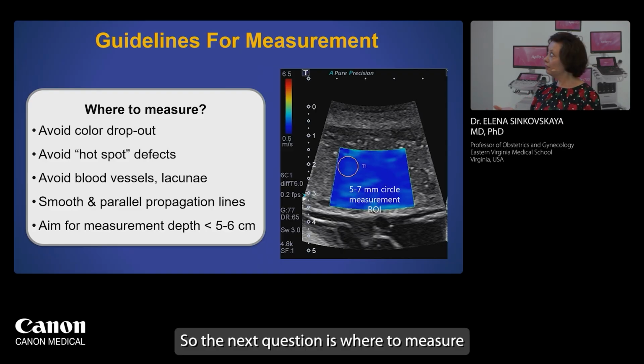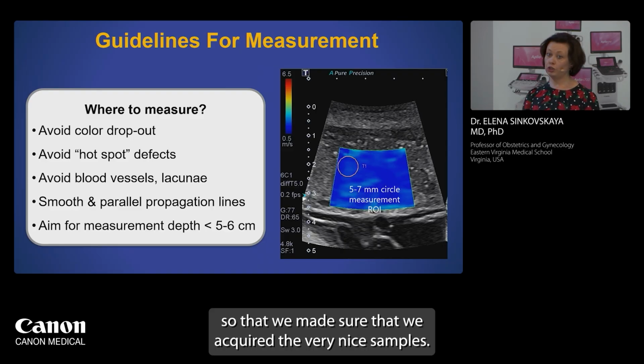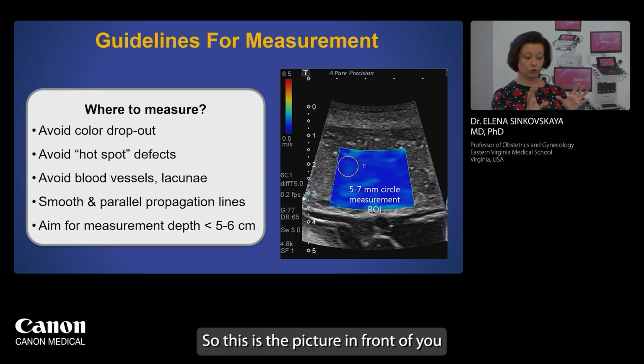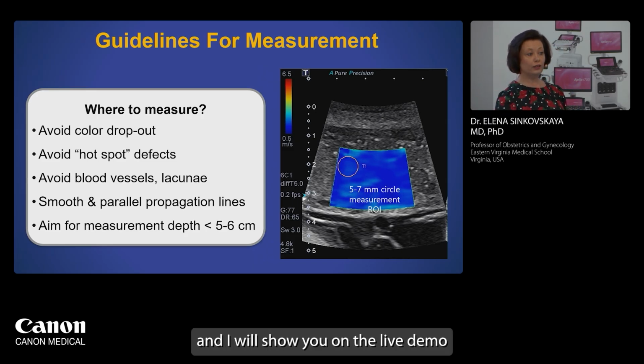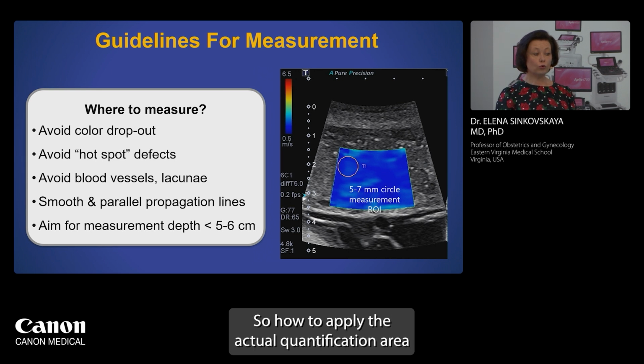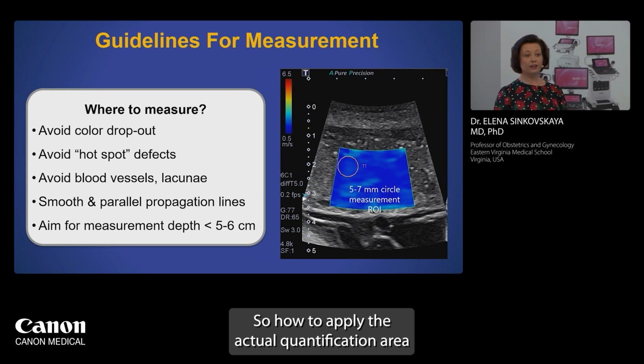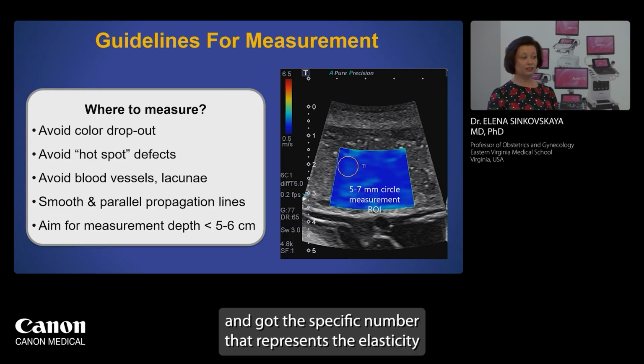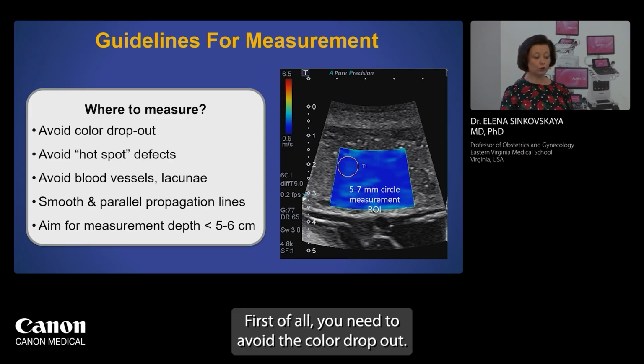So the next question is where to measure, now that we've made sure that we acquired a very nice sample. This is the picture in front of you, and I will show you in the live demo how easy it is to obtain this type of measurement. So how do we apply the actual quantification area and get the specific number that represents the elasticity of this organ? First of all, you need to avoid the color dropout.